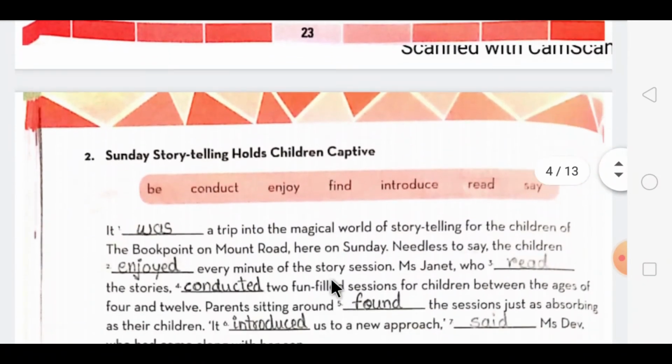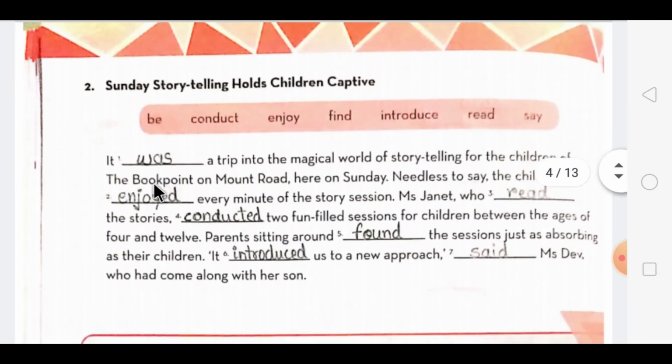Then the second one, a story is being told over here about the Book Club that holds children captive. Again here the V1 form of the words are given in the help box. You have to use the V2 form of that in this paragraph according to the sentences.